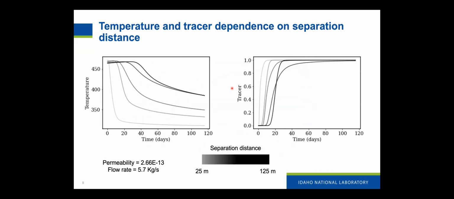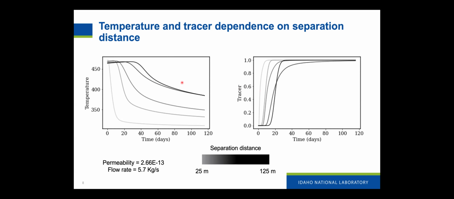So now we discussed some sensitivity analysis that we performed on the single fracture model. For a fixed value of permeability and flow rate, the left-hand side figure shows the temperature evolution with time as a function of the separation distance between the injection location and the production locations. And the right-hand side plot shows the same thing, but for the tracer mass fraction, not the temperature.